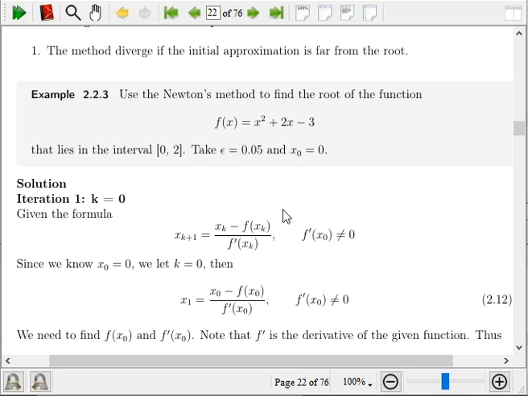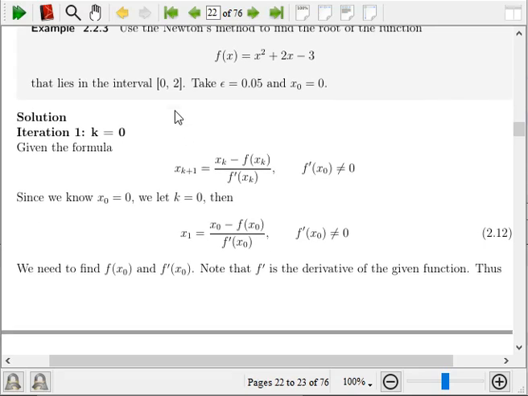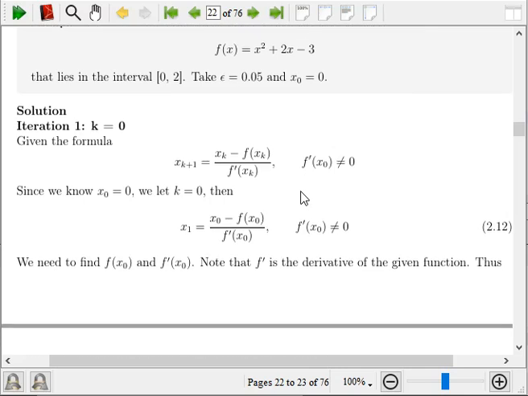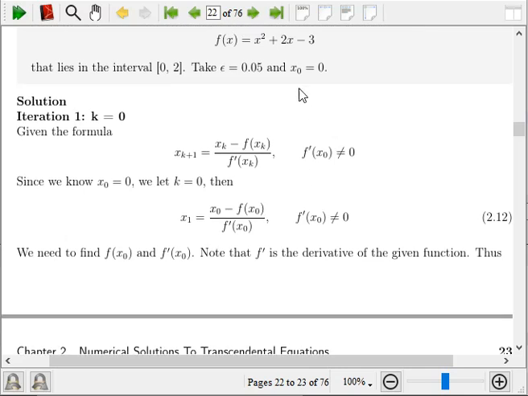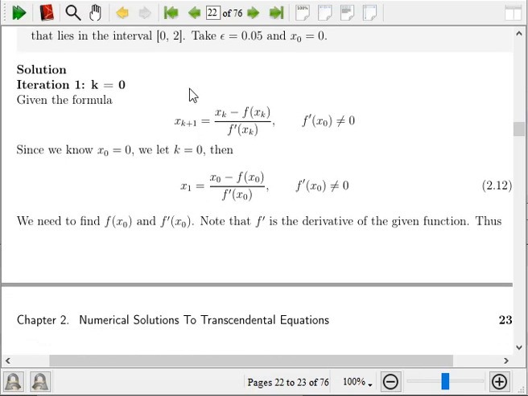You can change it and take x naught as 2 and still go through the procedure and have a solution. But in other cases, it might diverge. If it diverges, you come and take this as your x naught, and definitely the solution will converge. So x naught is the initial point we are having. This is the general formula.